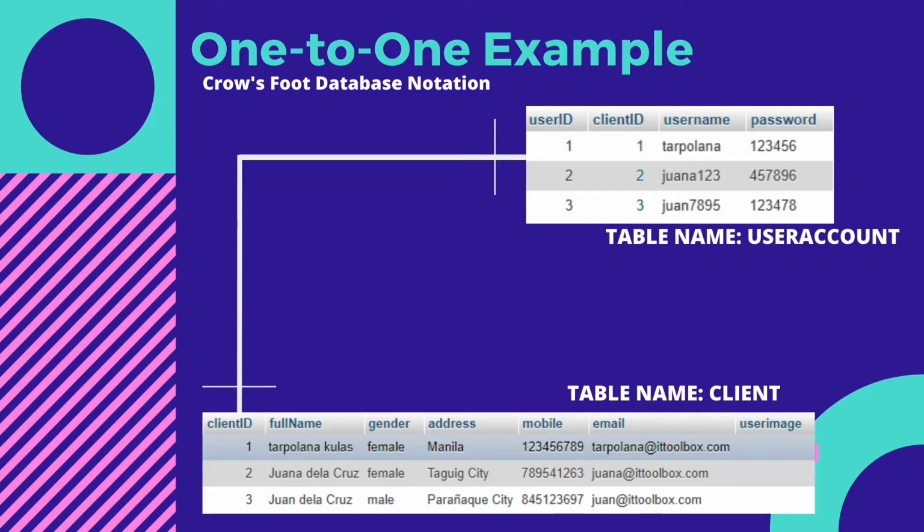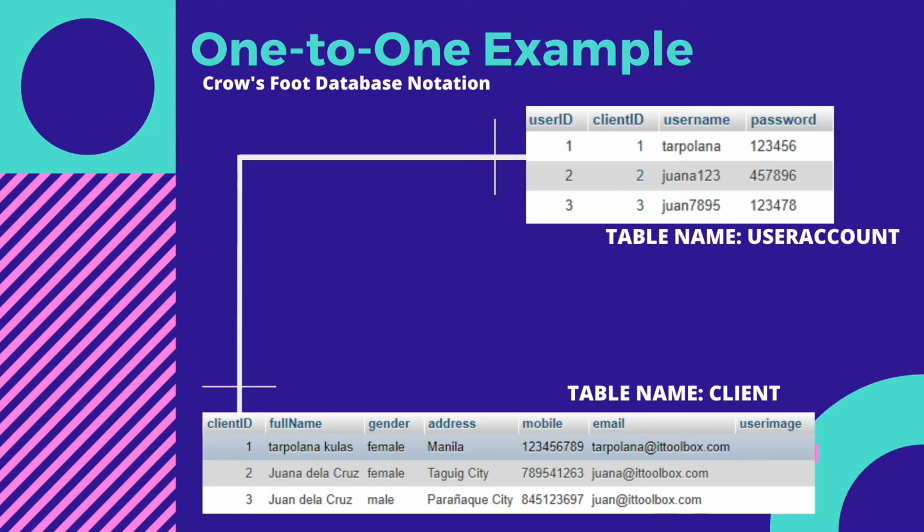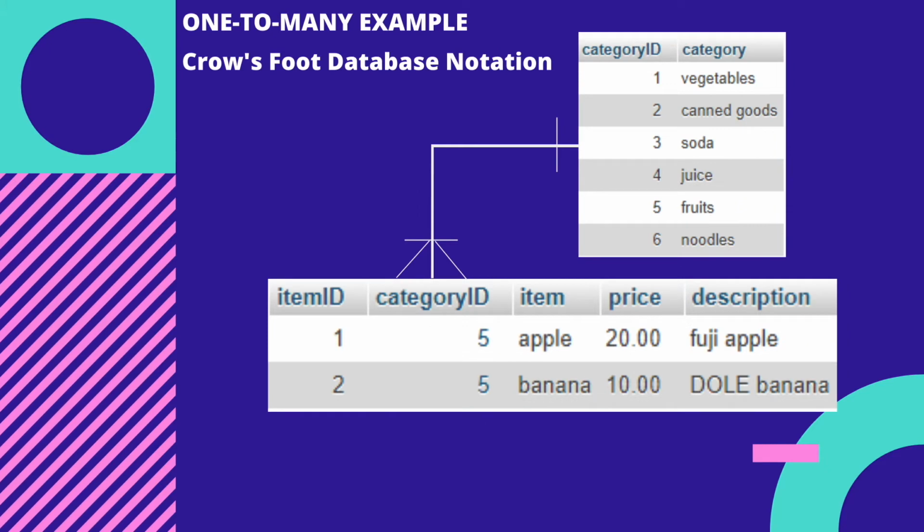When creating a diagram for our database, we have what we call crow's foot notation when describing the relationship. One is represented by this, and many is represented by this. So if you have one-to-one relationship, diagram will be like this. And one-to-many relationship, it will look like this.